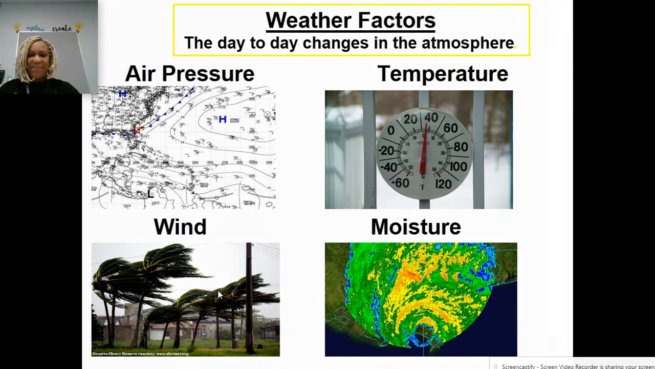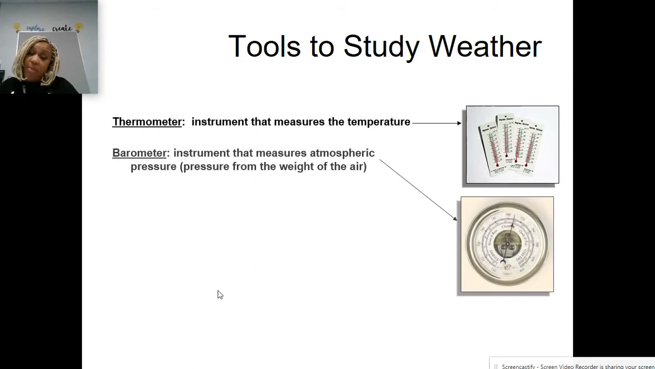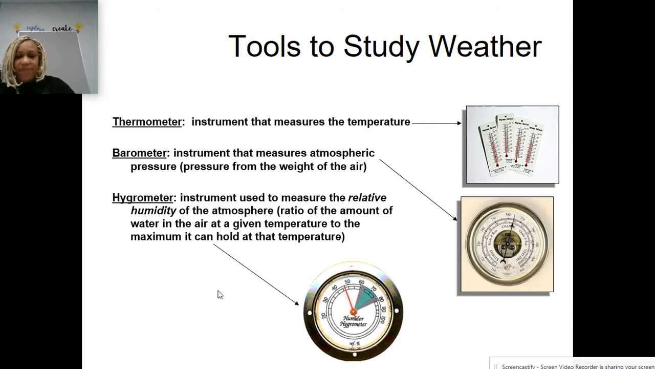All right. So tools to study the weather. These are just a few things to remember: thermometer, barometer, and hygrometer. Your thermometer is the instrument that measures the temperature, right? Then a barometer is an instrument that measures the atmospheric pressure. This is pressure from the weight of the air. And then the hygrometer pretty much measures humidity. So sometimes people say, well, it's 90 degrees outside, but it feels like it's 110, right? It's just that humidity.